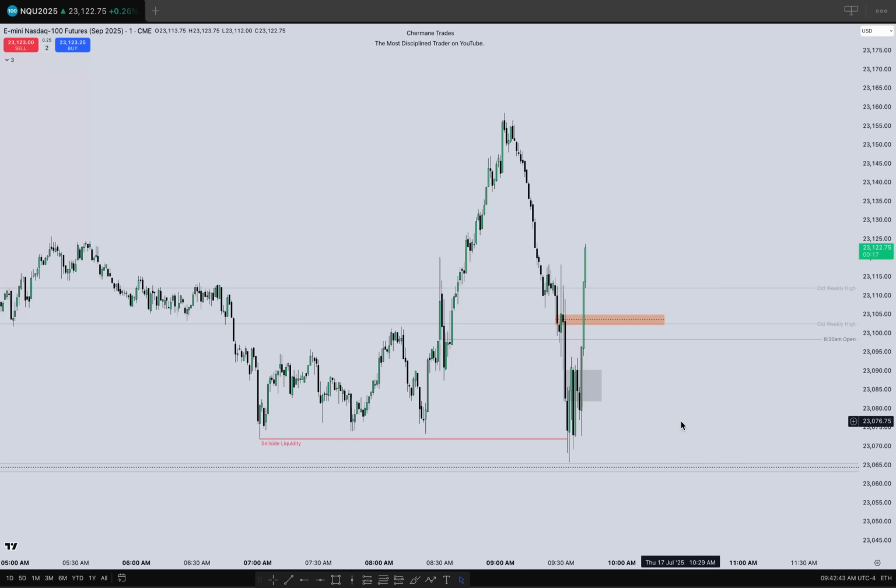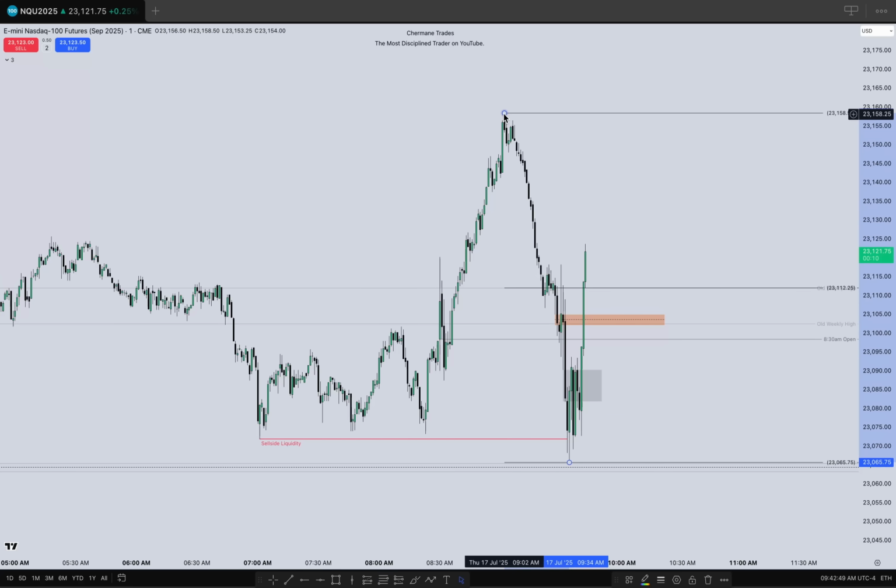If it gives me an entry here. So I'm taking this swing low all the way up to this swing high. I want to be a buyer underneath equilibrium. This is an implied dealing range. So preferably, this is what I'm looking for.